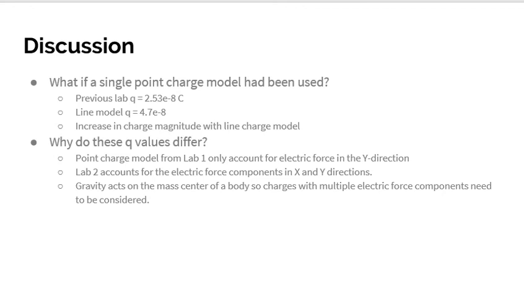These charge values differ because the point charge model from Lab 1 does not account for any electric force in the x direction, even though it was seen from this model that there is some x direction contribution. This occurs because gravity acts on the mass center of a body, so charges that are not aligned with the gravitational force need to be considered. The line charge model accounts for these point charges with an x component contribution, so the value of 4.7 times 10 to the negative 8 coulombs is a more accurate value for the tape charge.